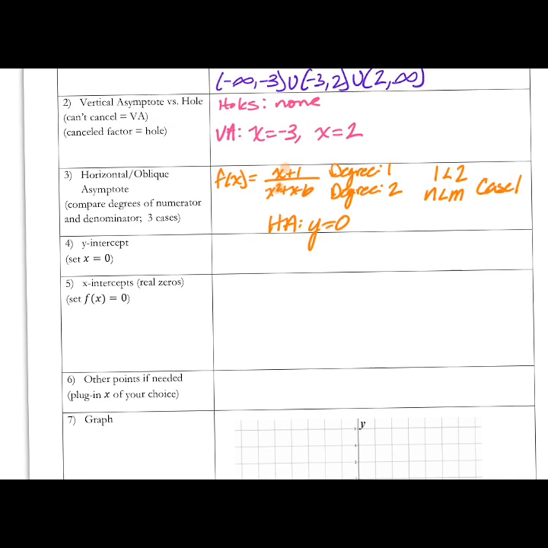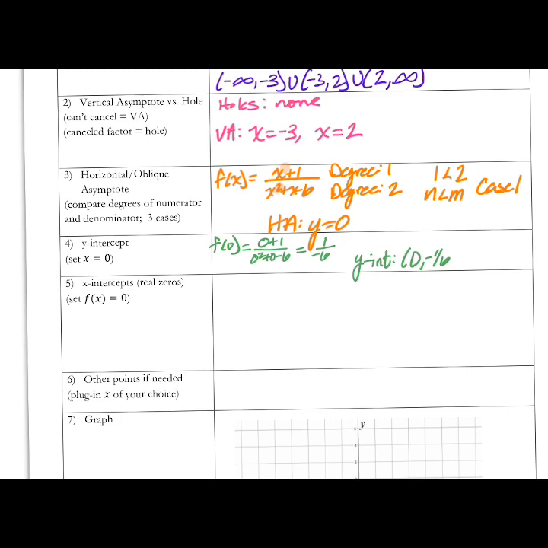My y-intercept, so I'm going to find f of 0. So I've got 0 plus 1 all over 0 squared plus 0 minus 6. So that is going to equal 1 over negative 6. So my y-intercept is 0 comma negative 1/6. Okay, good job.